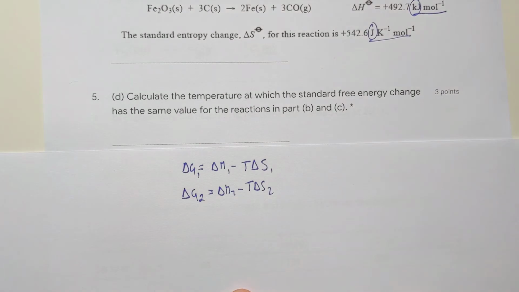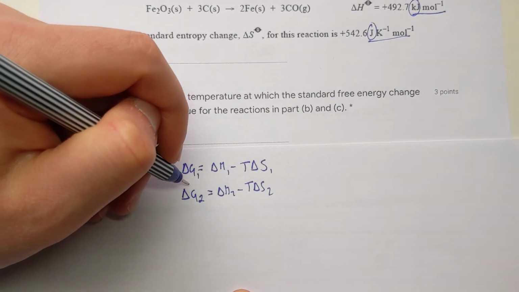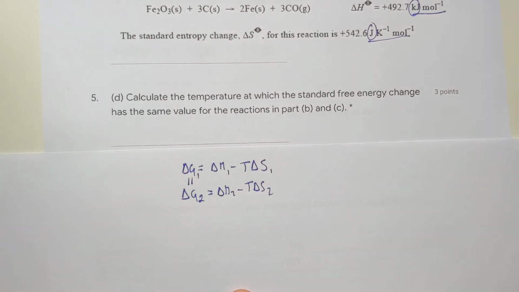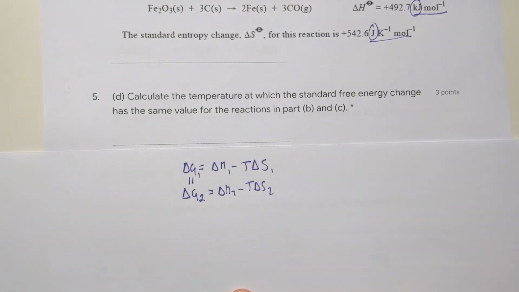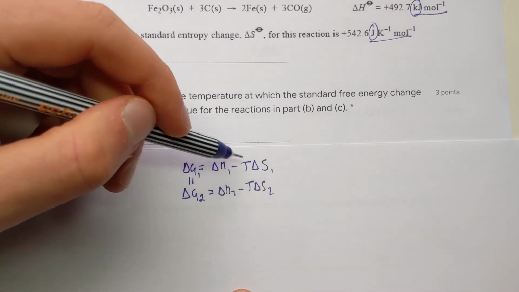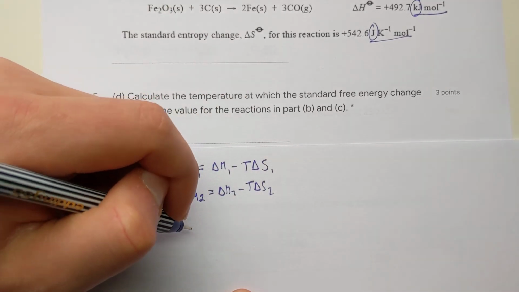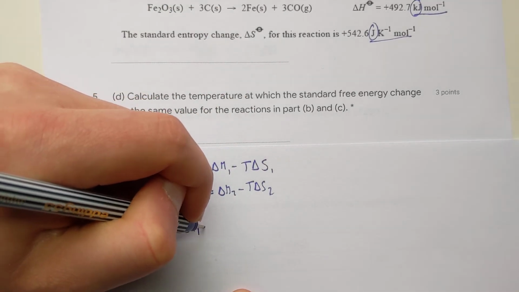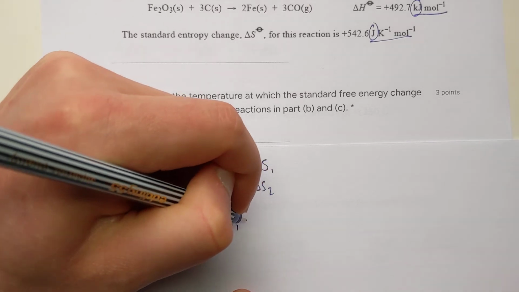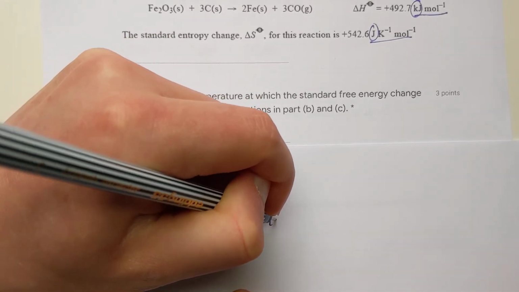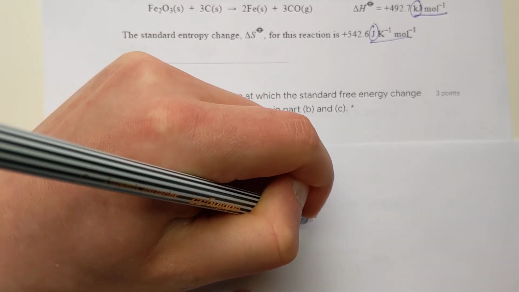The key bit of the question to get towards the answer is realising that if the standard free energy change is the same at a particular temperature, which might be just by coincidence, the delta G values I can set equal to each other. So delta G1 for the first reaction will be identical to delta G2 for the second reaction. If these values are the same, I can set them equal to each other. In other words, delta H1 minus T delta S1 will equal delta H2 minus T delta S2.